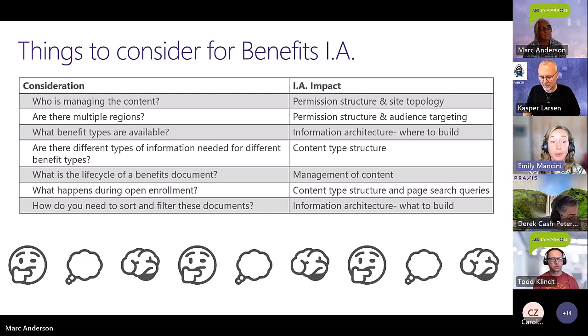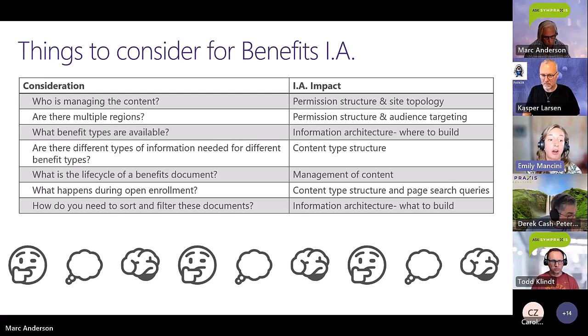So then, as we've gone through all of these different slides talking about the information architecture, these are just some of the considerations and that information architecture impact. So Mark talked in the beginning a bit about who's managing content. So we're trying to decide our permission structure and site topology there. That could be across departments. It could also be different regions. What different benefit types are available.